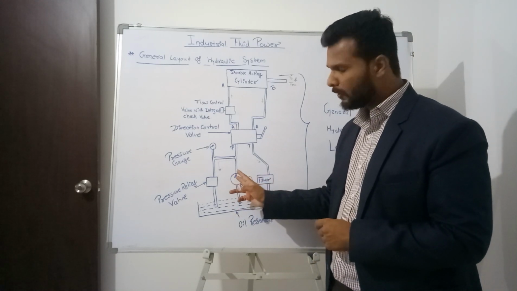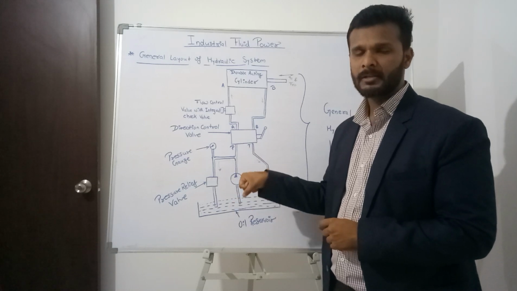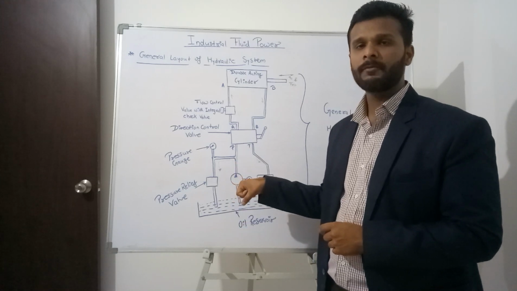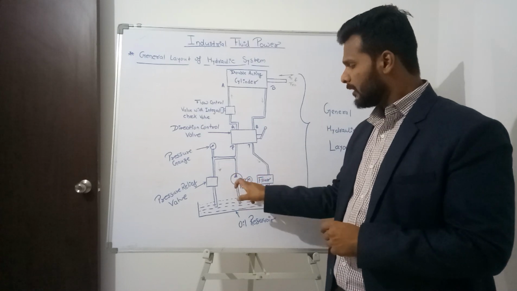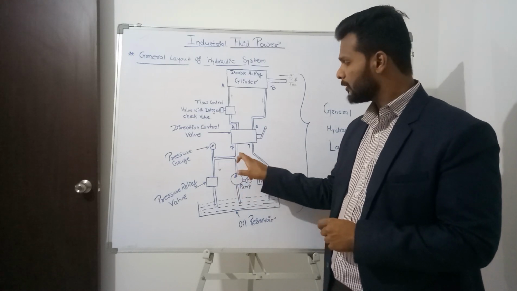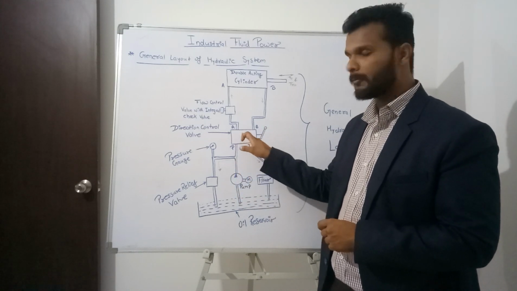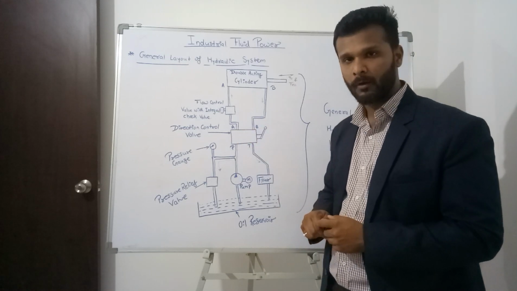Next, the fluid flows from the pump. The pump sucks or extracts oil from the reservoir. The oil then passes from the pump to the main line and from the main line to the direction control valve.